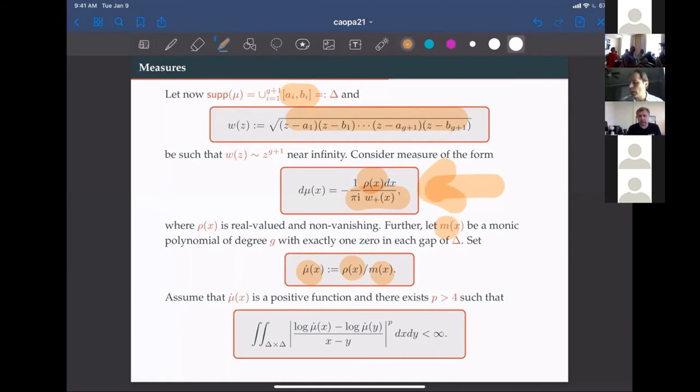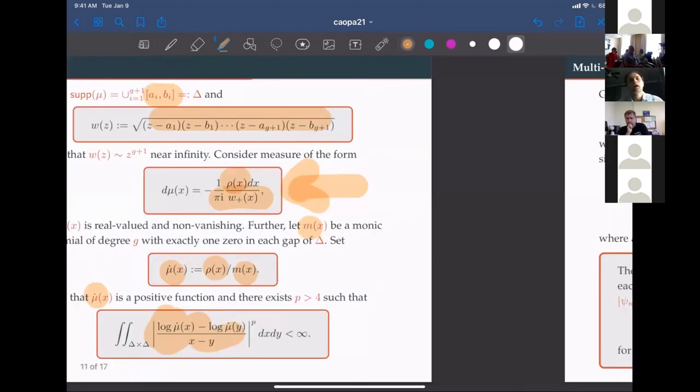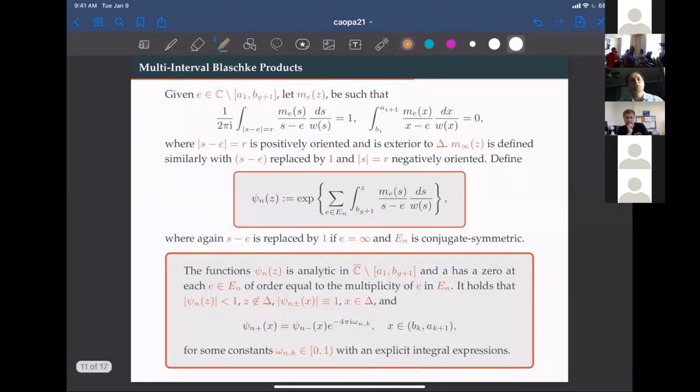And what I will require, not the Zeigler condition but much stronger, is that mu dot lies in a certain Sobolev fractional space. In particular, it's at least Hölder 1/2. And that's due to the fact that I use Riemann-Hilbert, delta-bar Riemann-Hilbert analysis to do the asymptotics. Then let me describe what's going to happen to the geometric Blaschke type factor psi n first.